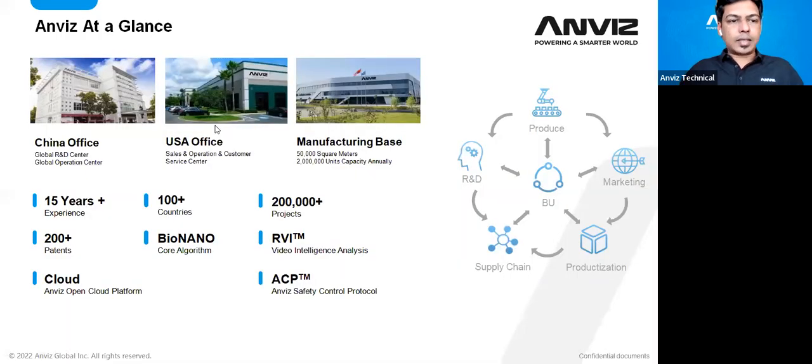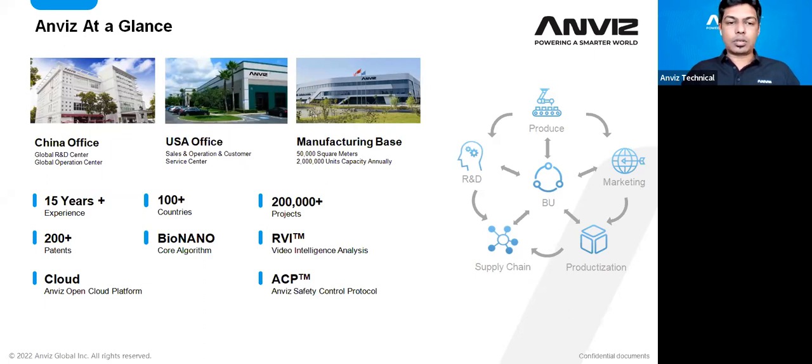Anviz has a global R&D center in China, and we have global expansion across the world. We have an office in the USA and a manufacturing base in China. We have been in the market for the last 15 years, with presence in more than 100 countries, 200,000 plus projects, and 200 plus patented algorithms in our name.